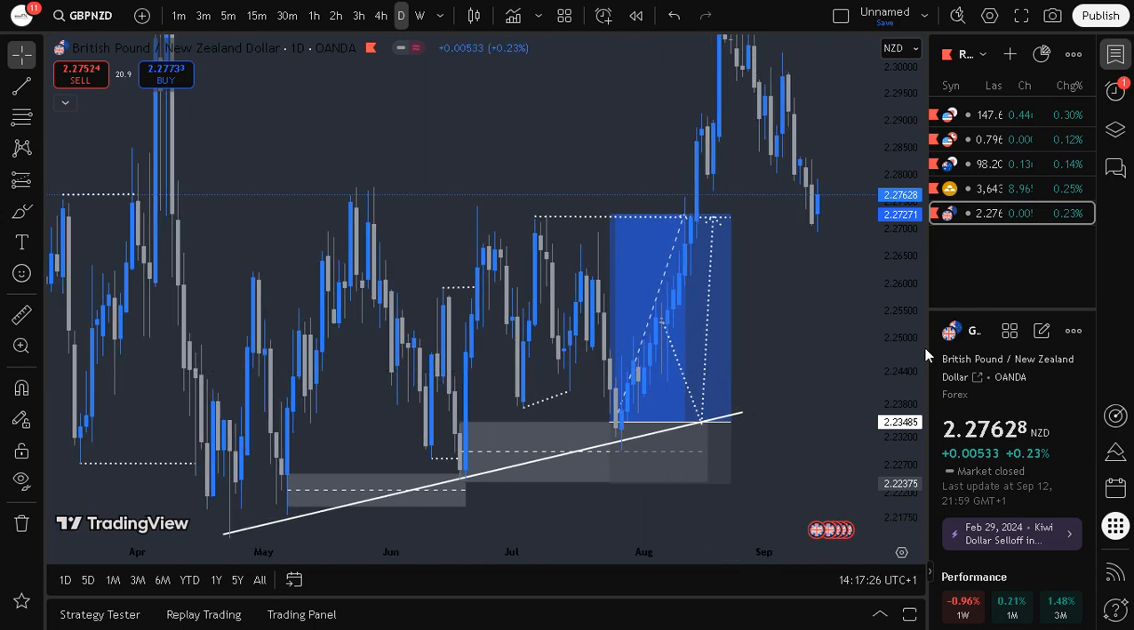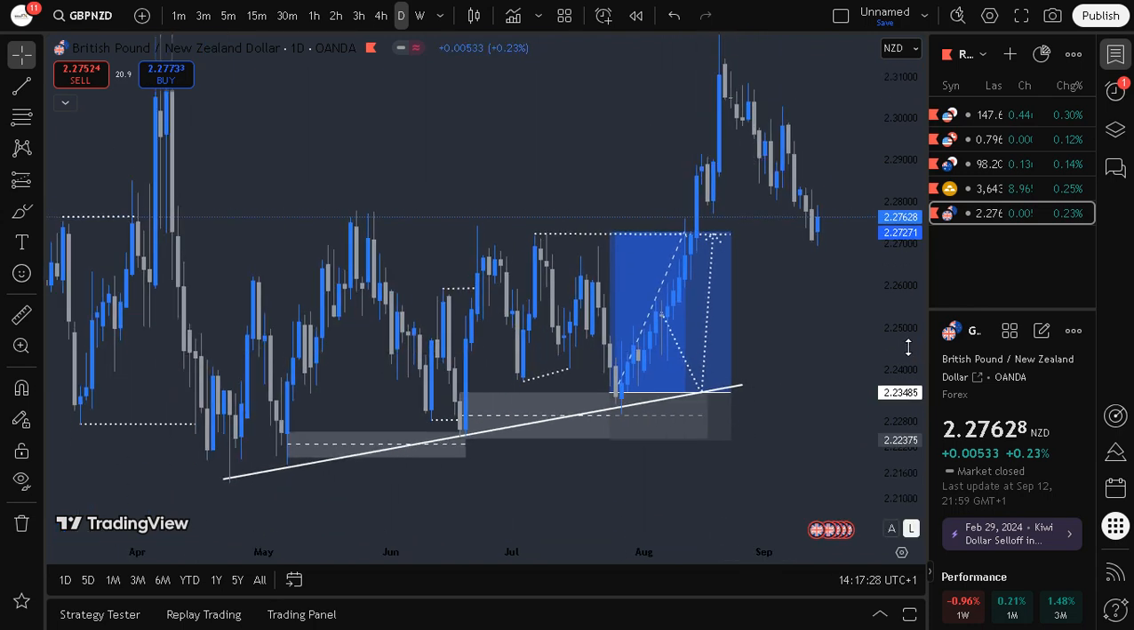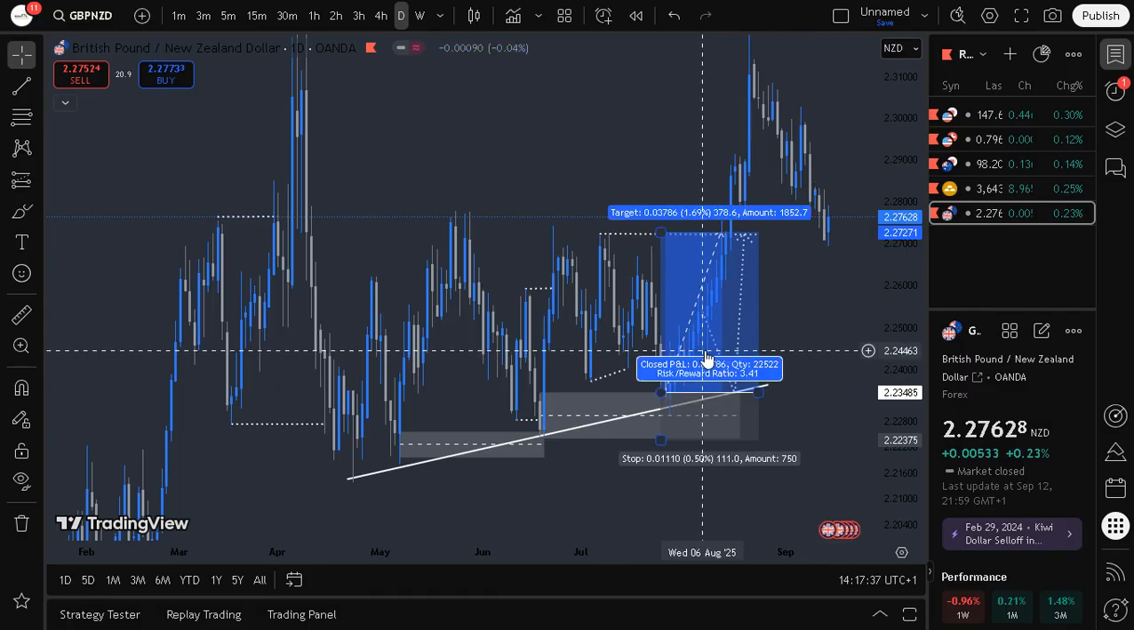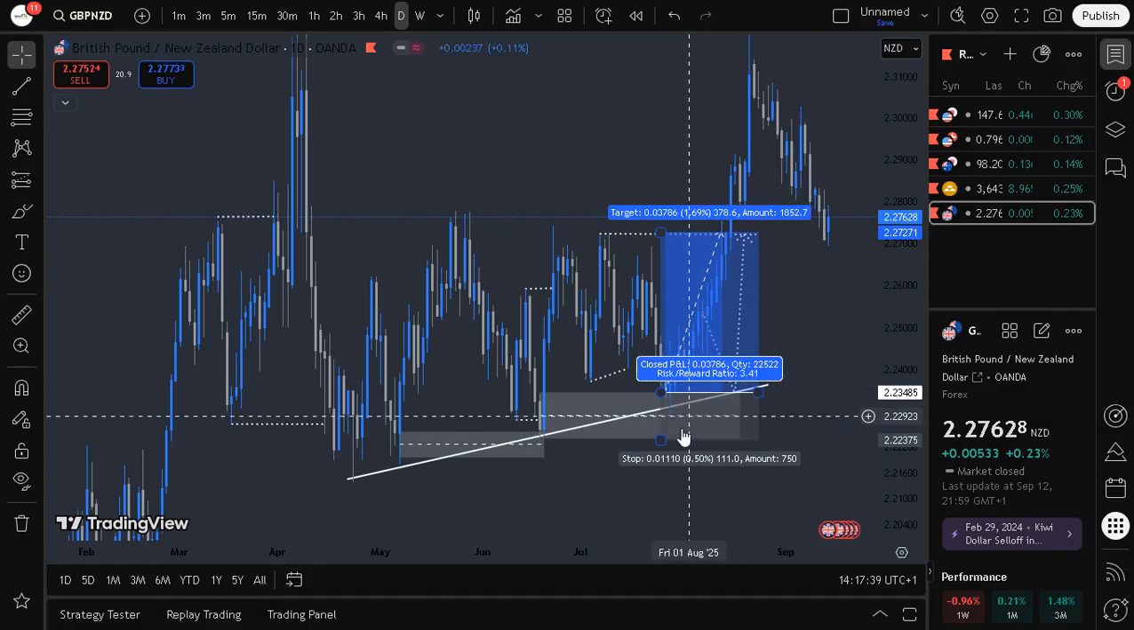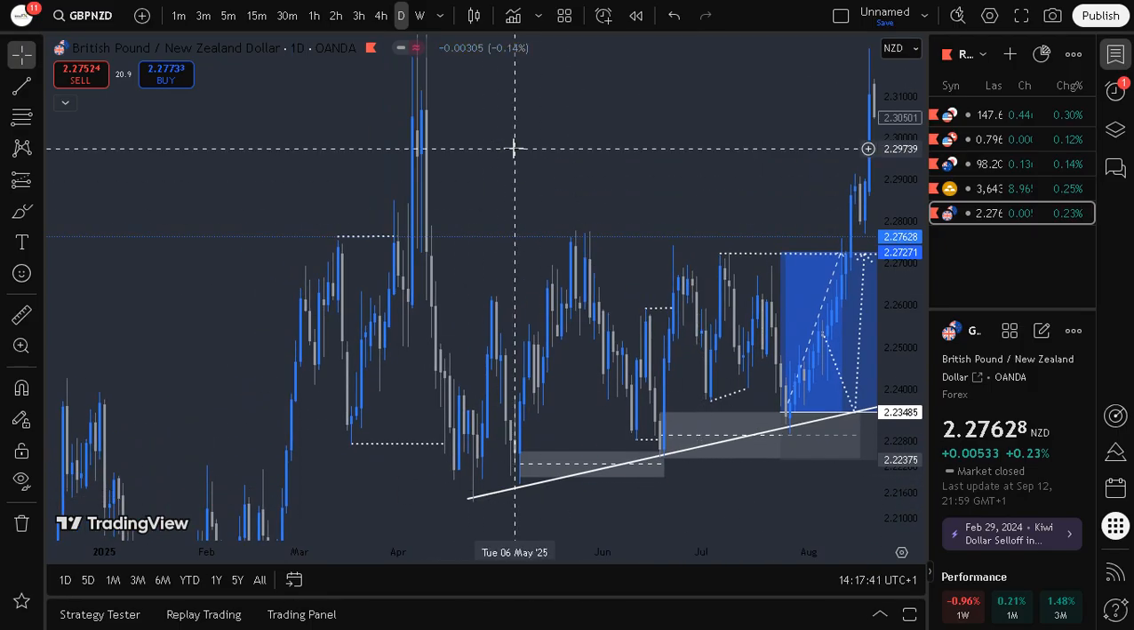So let's start off with GBP NZD. At the end of last video, we did in fact break down this trade, which ended up playing out to the T, guys, for a total of about 3.4 R. So let's just break down what I saw again.